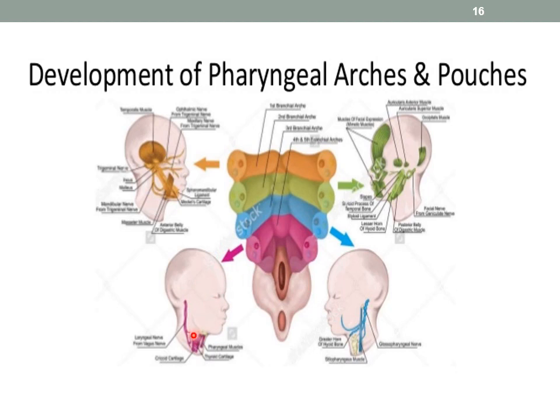And the fourth arch gives the laryngeal cartilages, and it is supplied by the superior laryngeal nerve. It gives the cricothyroid muscle, as you see, and the laryngeal cartilages.